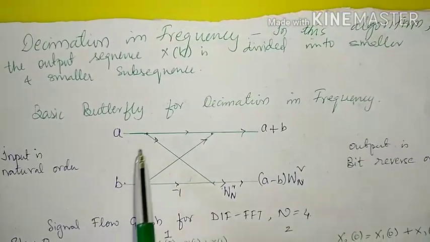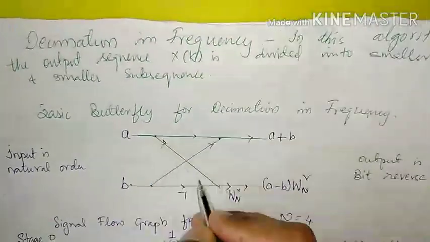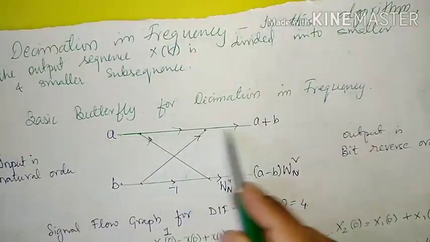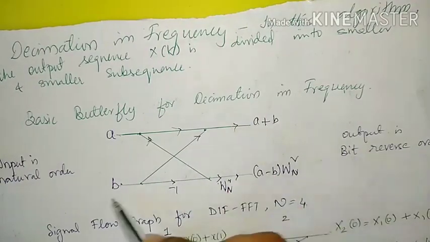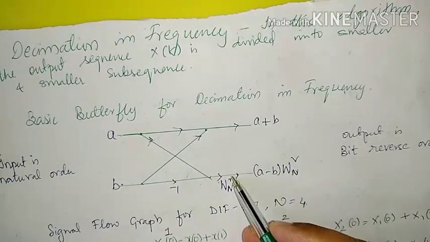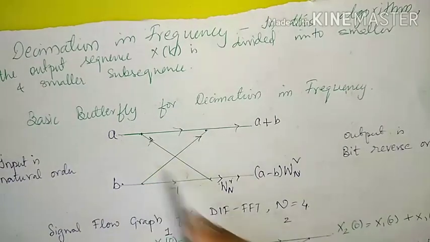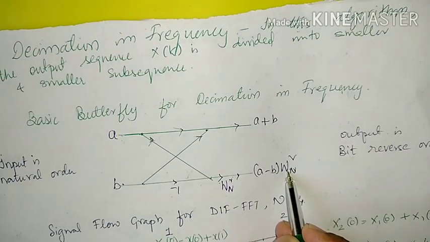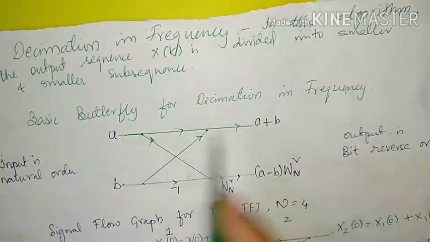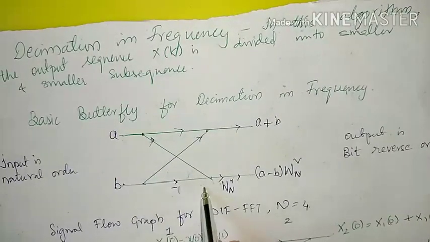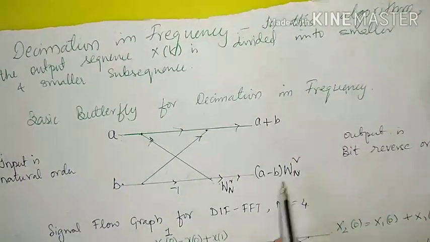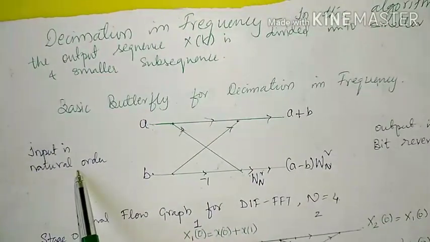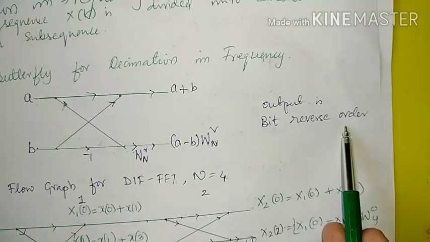So here it is A and B. You're giving the same arrows. A is going down, B is coming up. This is the straight line A. Now here it is A plus B. There is no WNR here. WNR is after this point. Here it is A minus B whole into WNR. So please make sure that it is A plus B, and this is A minus B into WNR. So in DIF, the input is natural order and the output is in bit reverse order.